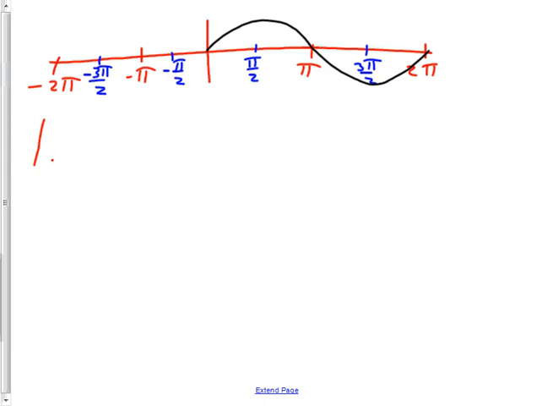But now we have to continue it out. I'm going to do it with a dotted line. Make sure I do it right.